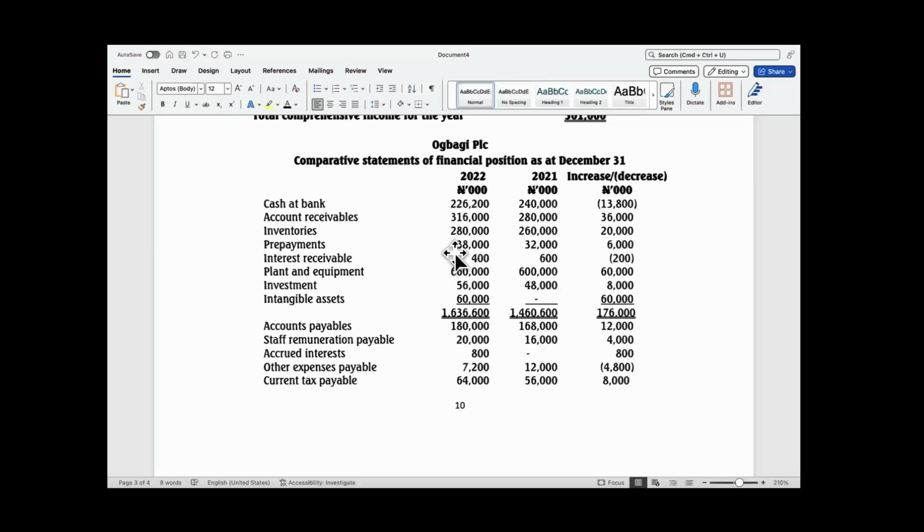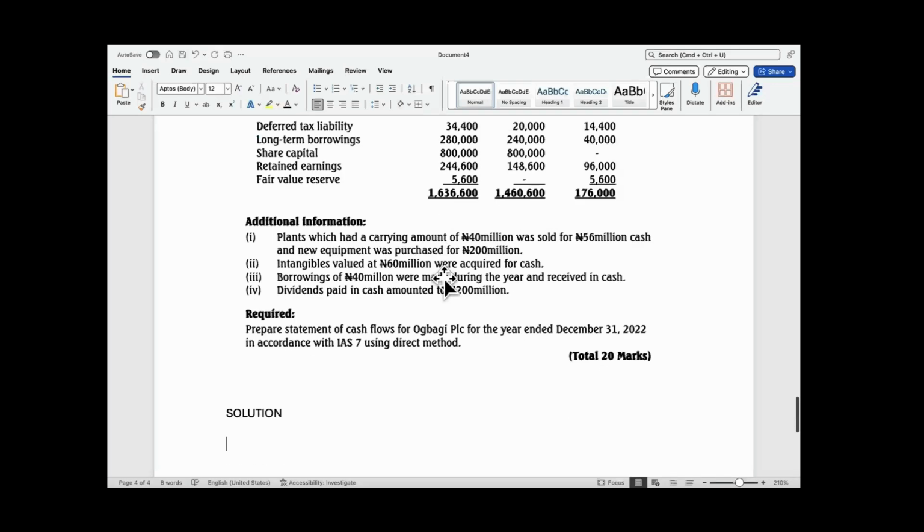This additional information is highly important. Additional information on statements of cash flows is always like free marks for you, because the additional information will tell you cash items. Just slot them in. Free marks. If you look at this additional information here, they told us that plant which had a carrying amount of 40 million was sold for 56 million. 56 million is a cash inflow under investing.